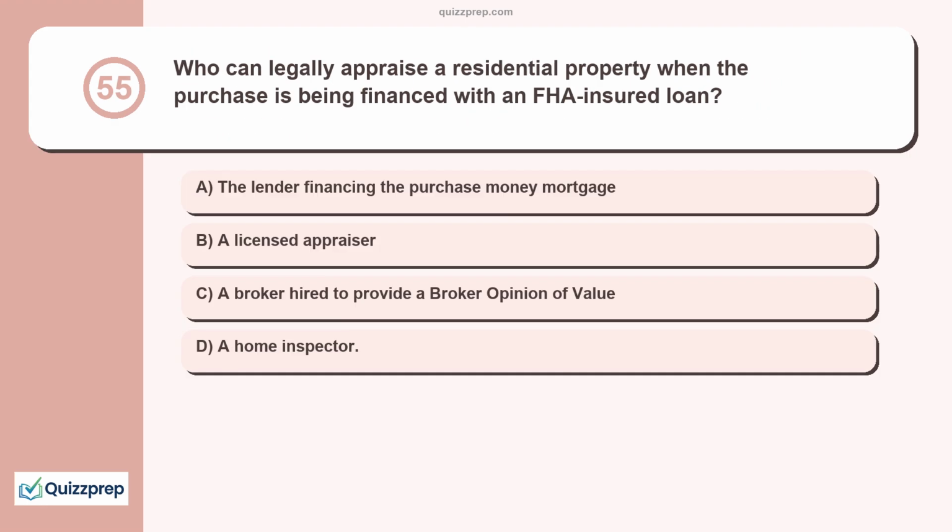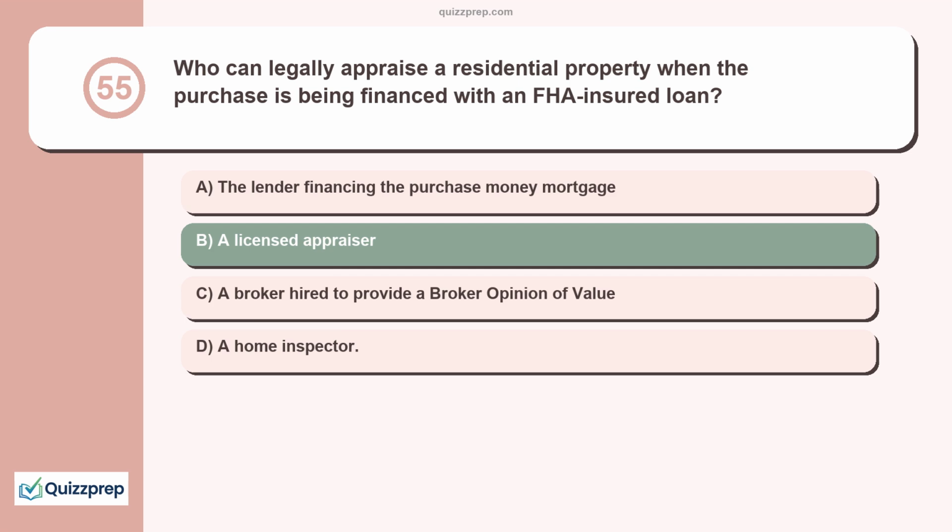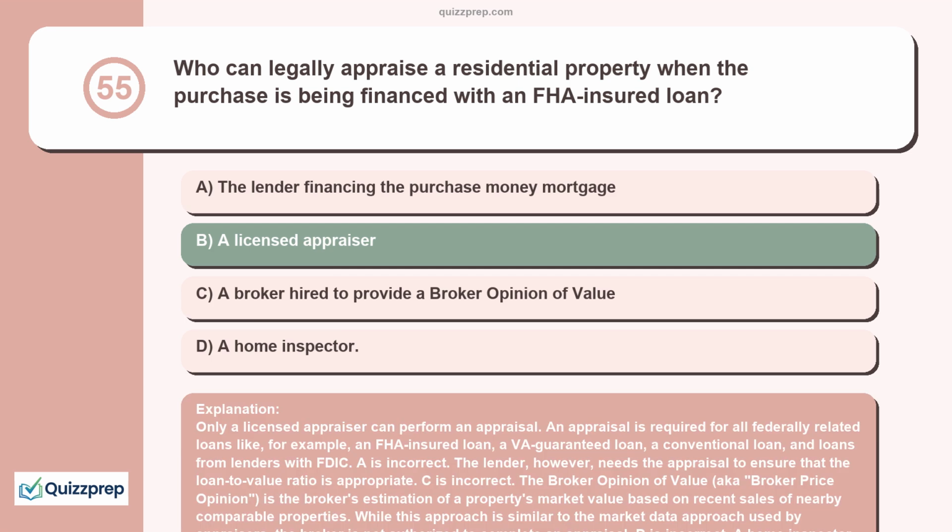Question 55. Who can legally appraise a residential property when the purchase is being financed with an FHA-insured loan? The lender financing the purchase money mortgage. A licensed appraiser. A broker hired to provide a broker opinion of value. A home inspector. Only a licensed appraiser can perform an appraisal. An appraisal is required for all federally related loans like, for example, an FHA-insured loan, a VA-guaranteed loan, a conventional loan, and loans from lenders with FDIC.